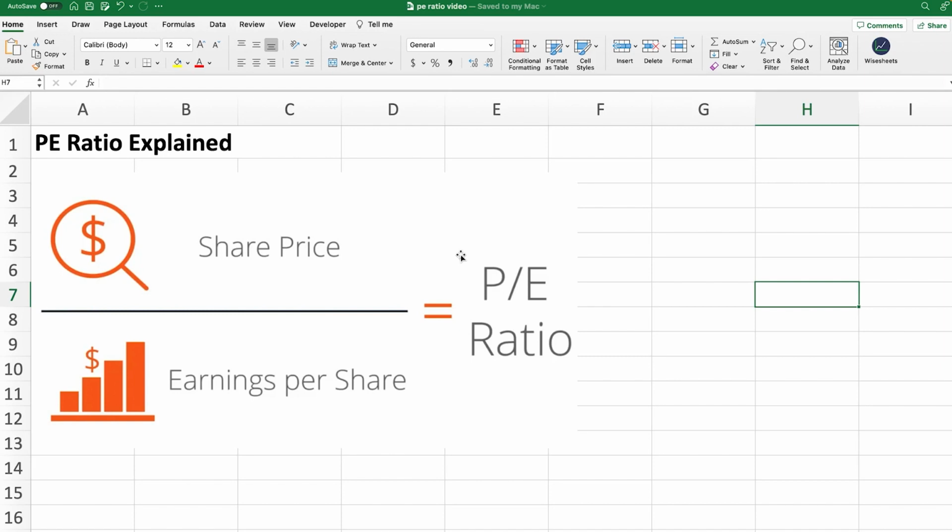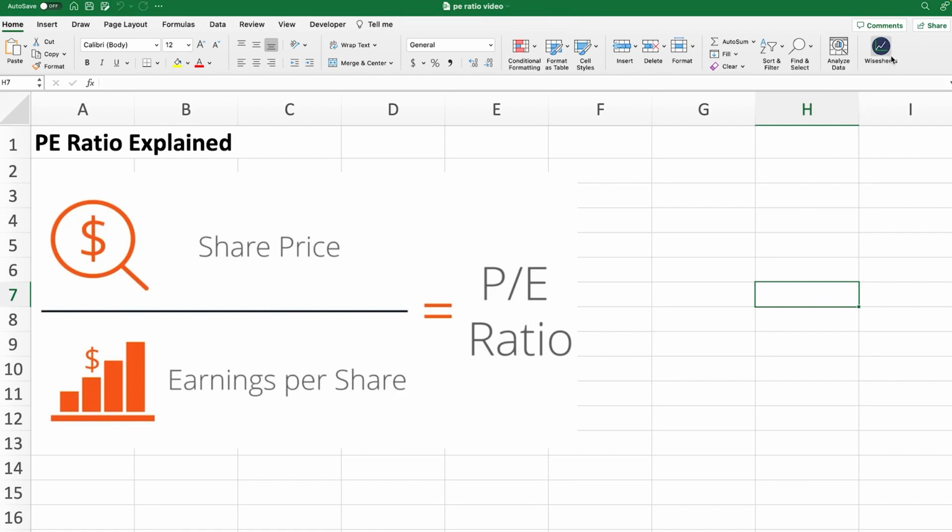So the PE ratio can be calculated based on different earnings per share. Usually the way that it is calculated is by taking the earnings per share of the last 12 months or the last year of data reported by the company. In this case, I'm going to show you the most common way to calculate it, which is the last 12 months or the trailing 12 months. So let's get into that.